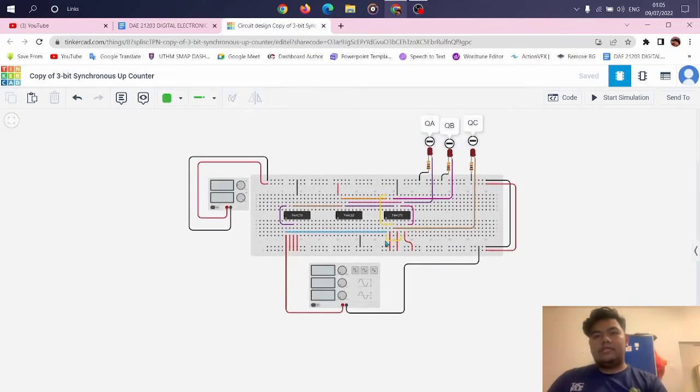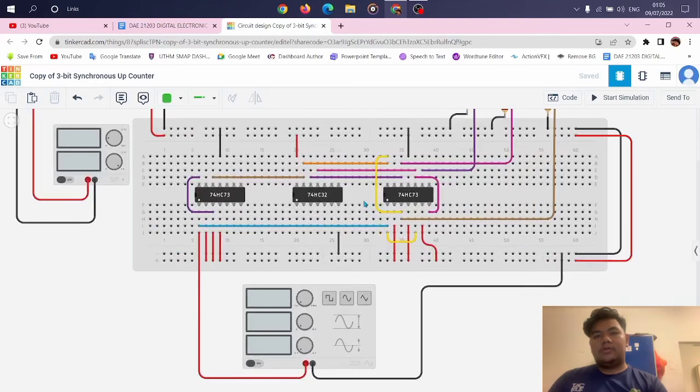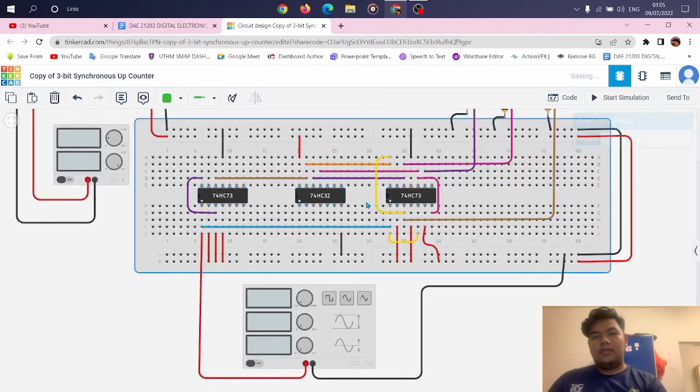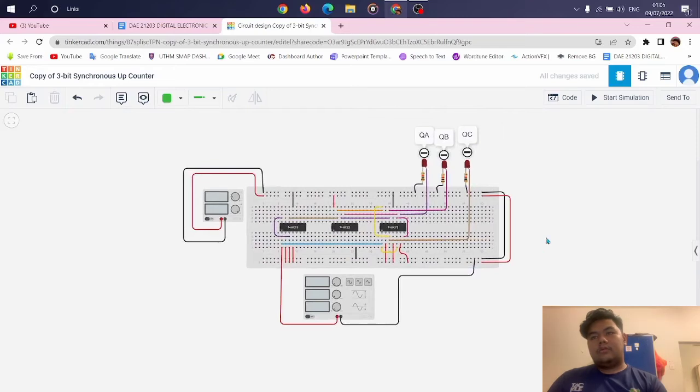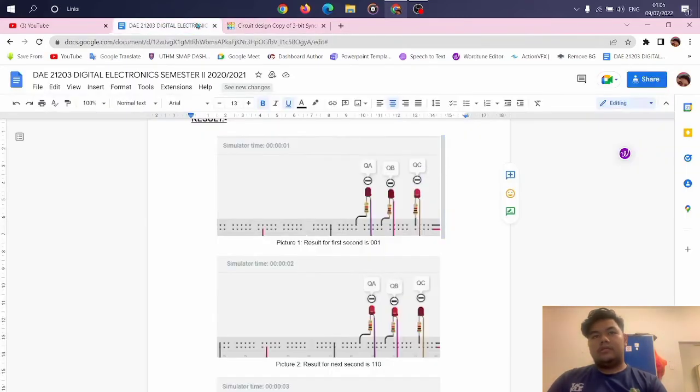So today I want to show you our simulation circuit using Tinkercad. This is the circuit. We use 2 JK flip-flops and another IC, which is an OR gate. So now I want to show you the simulation. This is the result of the simulation, which is the first picture.